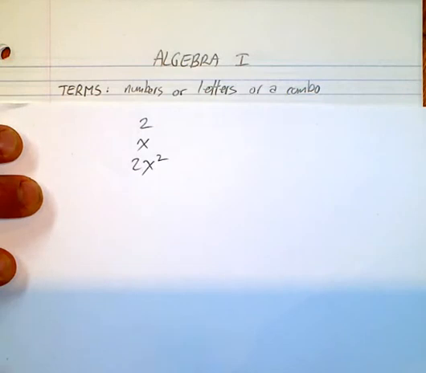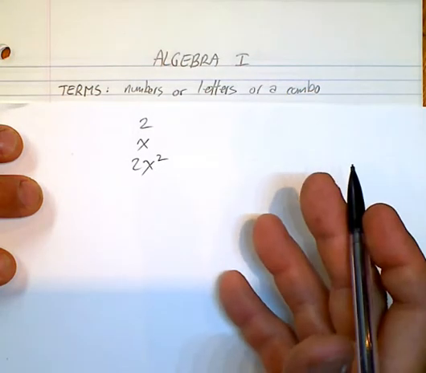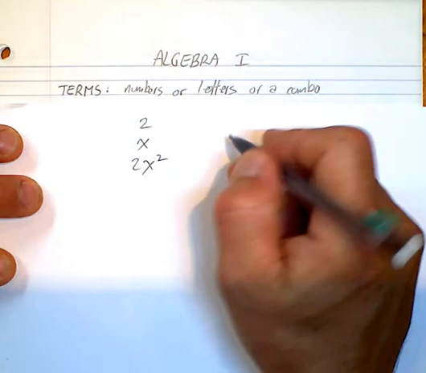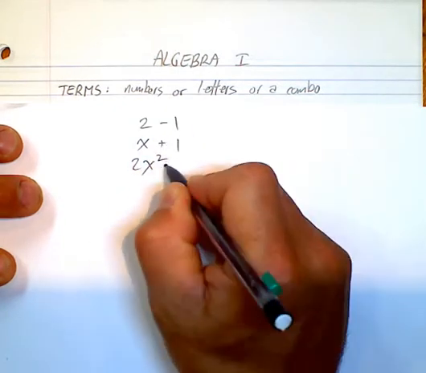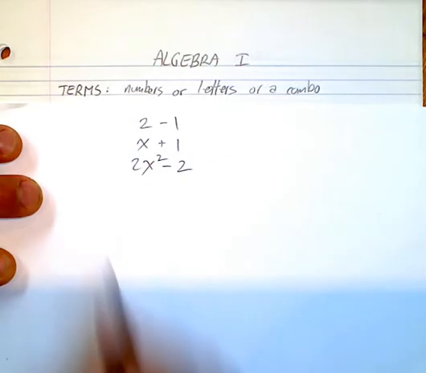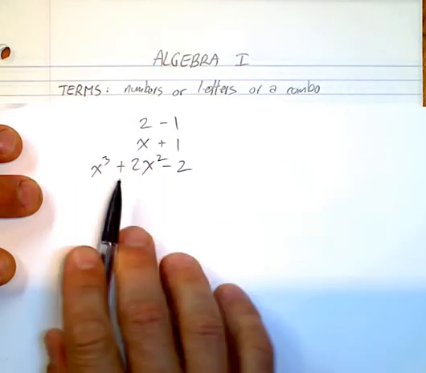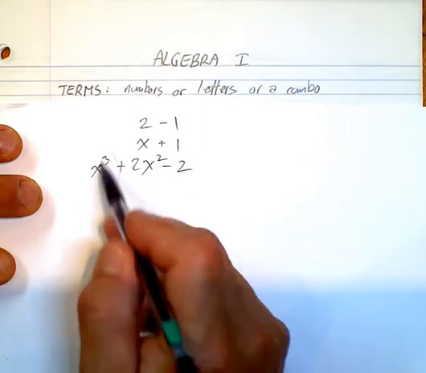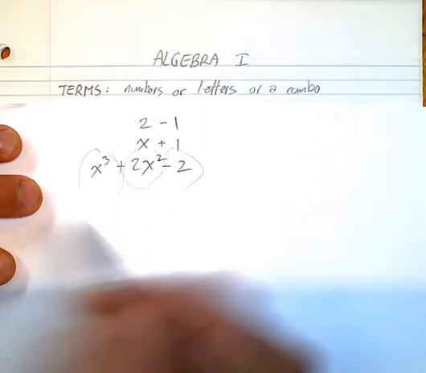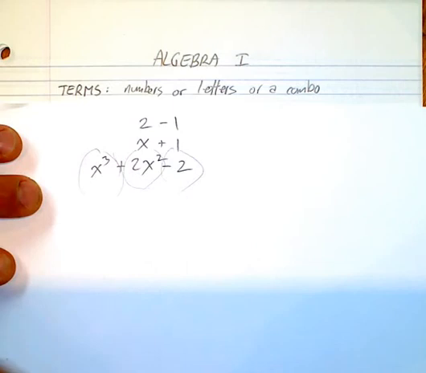What determines when a term ends? Well, all terms are split up by a plus or a minus sign. So whenever you have a plus or a minus, it means that you've ended a term and you're about to begin another term. So there's a term, there's a term, and there's a term.